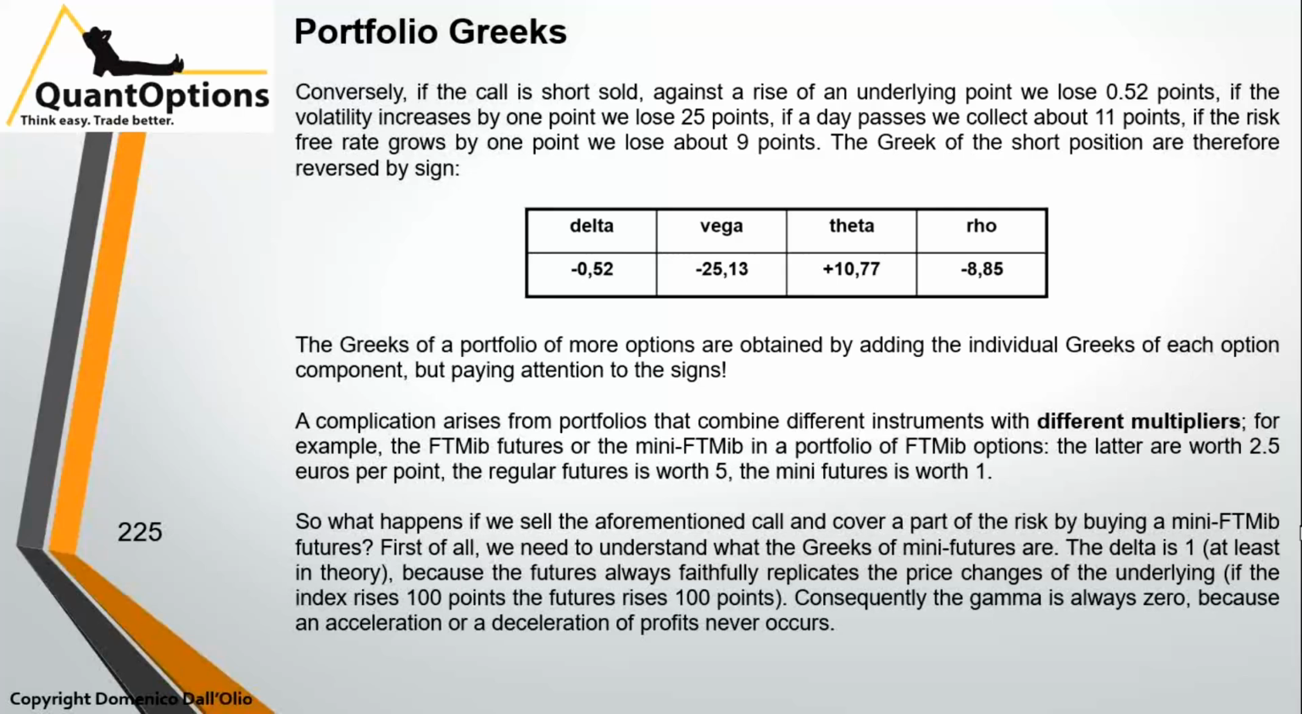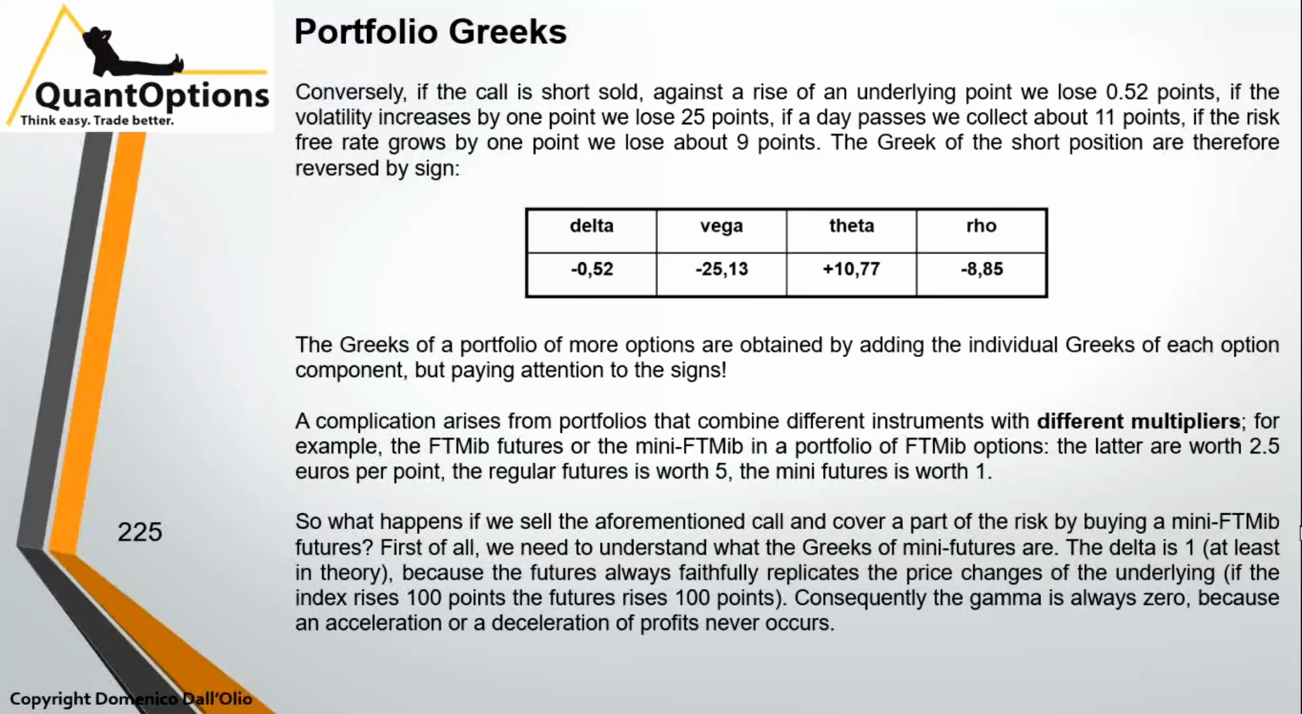So what happens if we sell the aforementioned call and cover a part of the risk by buying a mini FTSE MIB futures? First of all, we need to understand what the Greeks of the mini futures are. Delta is 1, at least in theory, because the futures always faithfully replicate the price changes of the underlying. If the index rises 100 points, the futures rises 100 points. Why at least in theory? Because, to be stringent, if the underlying rises 100 points in 1 day, the futures rises 100 points minus the value of a day that is gone. So it's not exactly 1-to-1, but it's very close to 1-to-1.